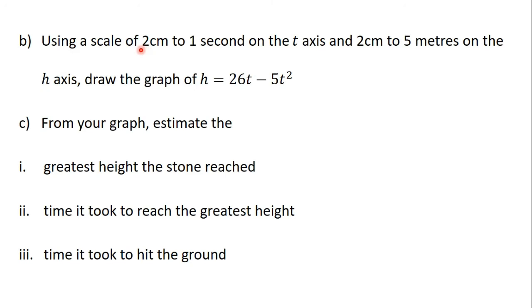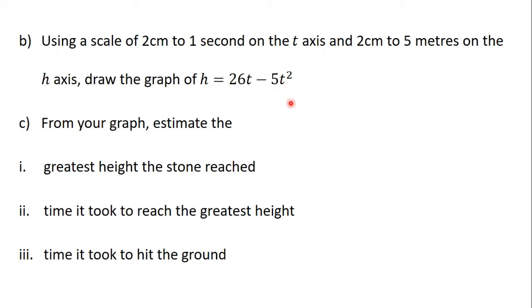So, we are going to use a scale of 2 centimeters to 1 second on the t-axis and 2 centimeters to 5 meters on the h-axis to draw the graph of the relation h is equal to 26t minus 5t squared on a graph sheet. Then after that, we will use the graph to estimate I, the greatest height reached by the stone, II, the time it took the stone to reach that greatest height, and III, the time it took the stone to hit the ground. So let's begin by drawing the graph of the relation h is equal to 26t minus 5t squared on the graph sheet.